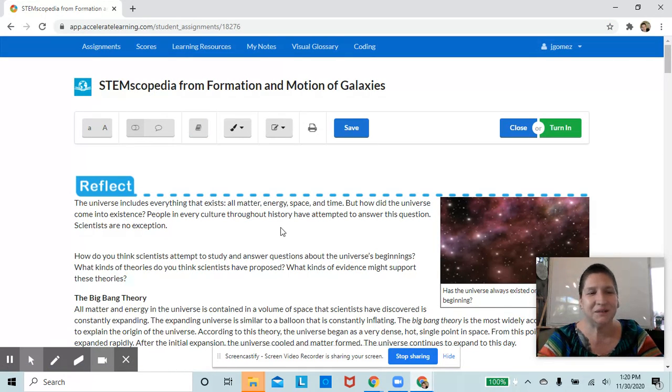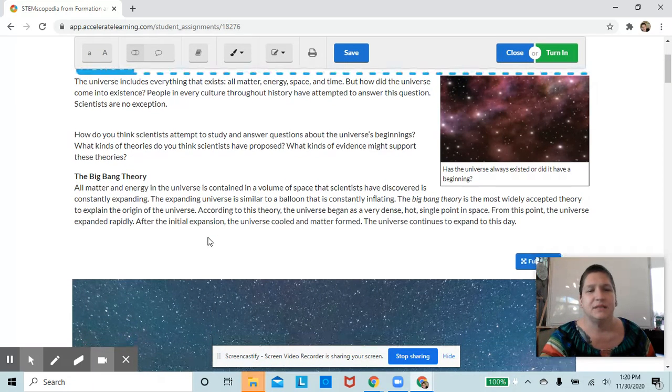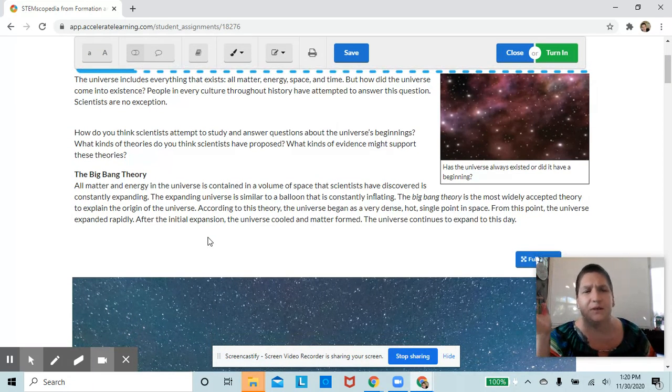All right, excuse me, Stemscopedia from Formation and Motion of Galaxies. The universe includes everything that exists, all matter, energy, space, and time. But how did the universe come into existence? People in every culture throughout history have attempted to answer this question, and scientists are no exception. How do you think scientists attempt to study and answer questions about the universe's beginnings? What kind of theories do you think scientists have proposed? What kinds of evidence might support those theories?